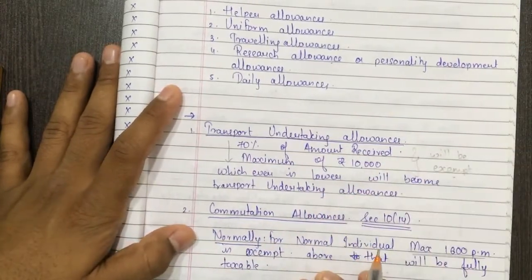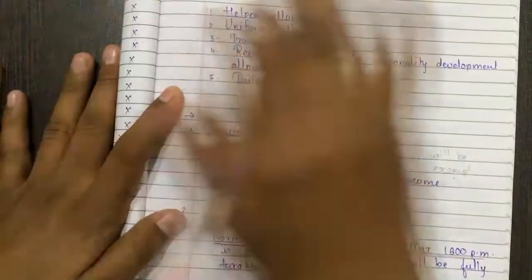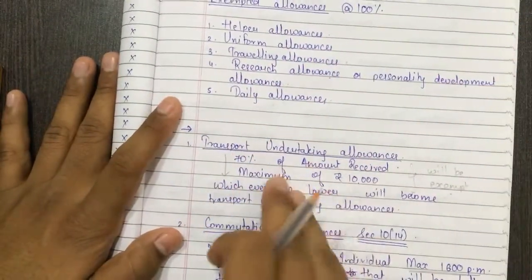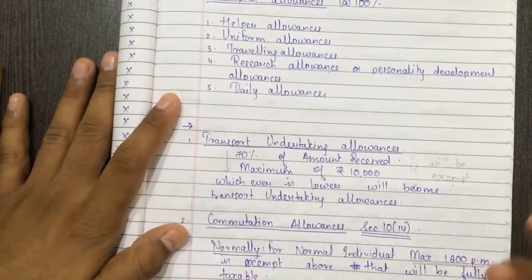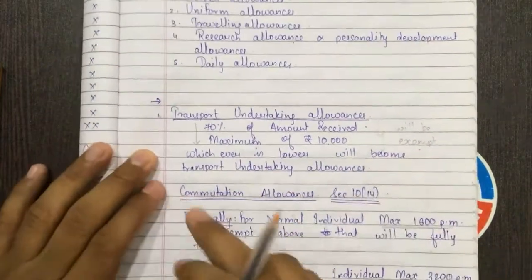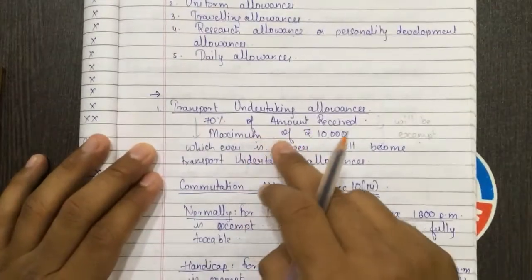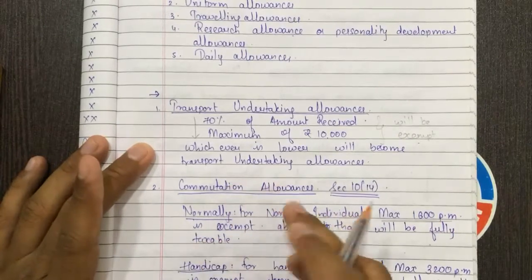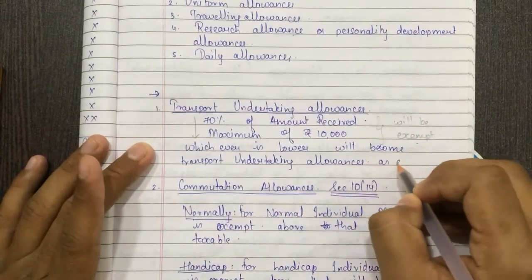Whichever amount is received will be taken into consideration in the inner column, and then less exemption. Whichever amount comes from here will be the amount of exemption: 70% of the amount received, maximum of rupees 10,000. Whichever is lower will be the exemption for transport undertaking allowances.